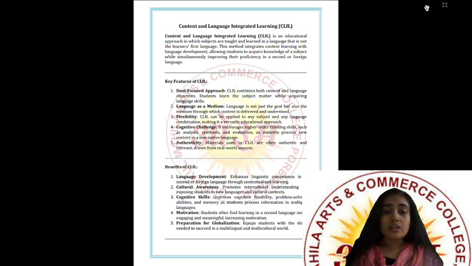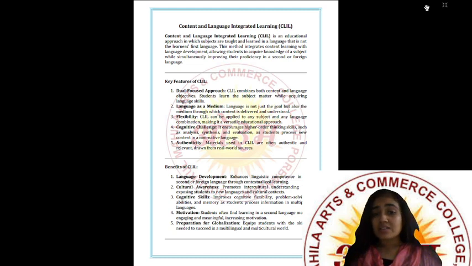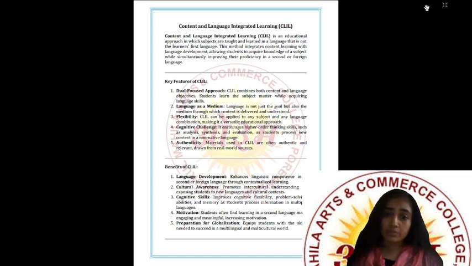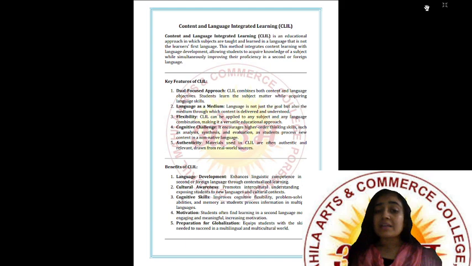Second one is cultural awareness. It promotes intercultural understanding by exposing students to new languages and cultural contexts. Say every language carries cultural nuances. So, whenever you are learning French, at the same time you will be learning about France, right? Because the culture of France, the nuances of the culture of France will be there in the French language. So, cultural awareness will increase more and more.